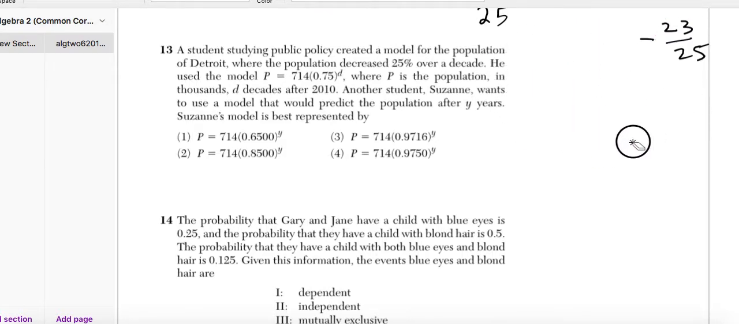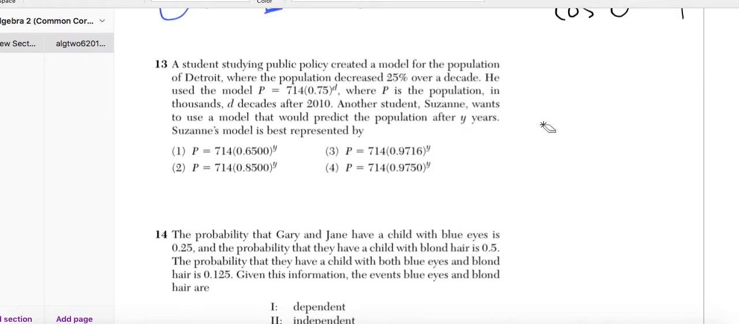A student studying public policy created a model for the population of Detroit, where the population decreased by 25% over a decade, which is 10 years. He used the model P equals 714 times 0.75 to the D. So guys, if it decreased 25%, that means 100 minus 25, 75% is left. That's why it's multiplying by 0.75 in a decade. And it started at 714, where P is the population in thousands. So that means the initial population is 714,000 people.